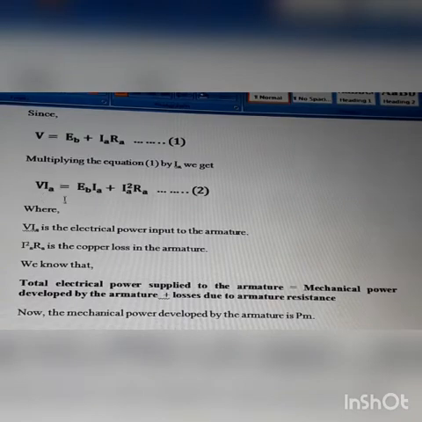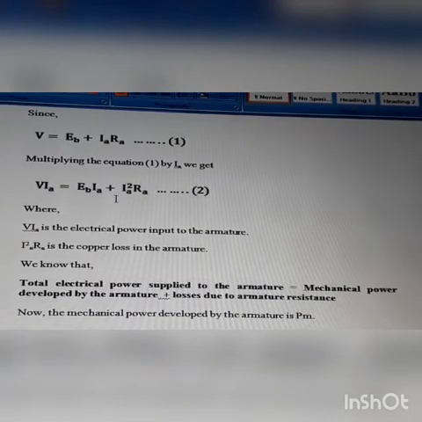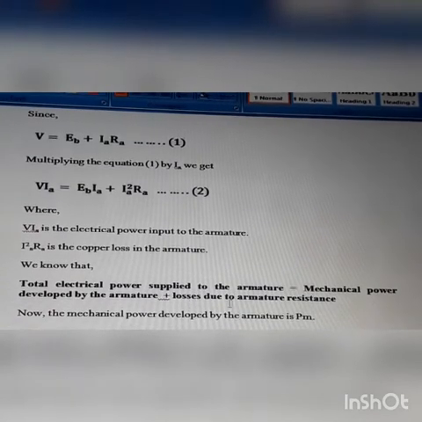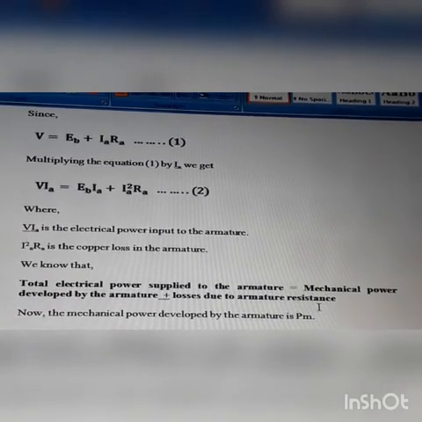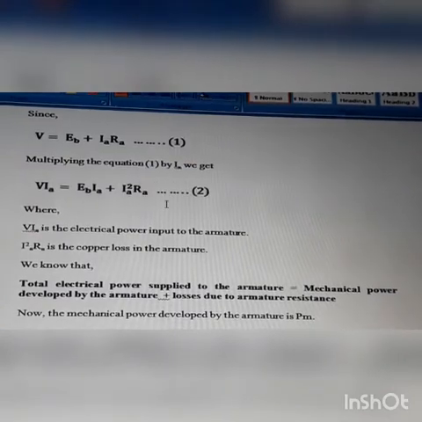So the above equation can be written theoretically as: the total electrical power supplied to the armature, that is VIA, the electrical power input to the motor, equals the mechanical power developed by the armature plus I²R. I²R is the loss due to armature resistance. This is the theoretical explanation of equation 2.